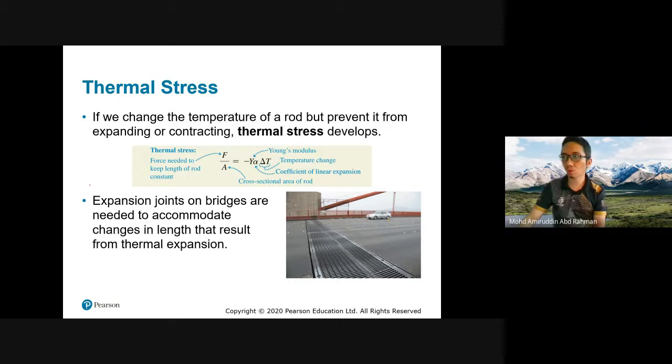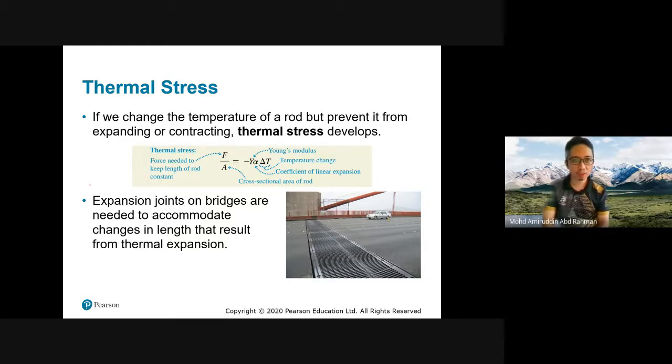Okay, so we can also measure the thermal stress. Thermal expansion also has stress. The equation that we can use is F over A equals minus Y alpha delta T. F is the force needed to keep the length of the rod constant, for example, divided by the cross-sectional area of the rod. Y is the Young modulus, alpha is the coefficient of linear expansion, and delta T is the temperature change.